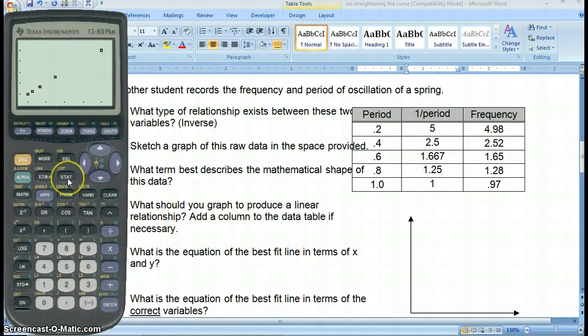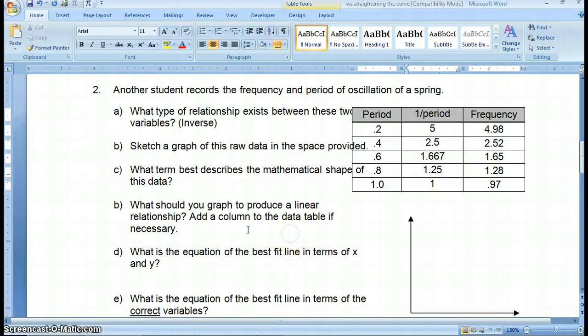Alright, so I'm going to go back into my stat menu again, go over to calculate, and I want to calculate a linear regression. So I'm going to go to 4, and so there it is. I've calculated the linear regression, and it looks like the slope of that line is 0.99. My y-intercept is very close to 0, and my correlation coefficient is very close to 1. So I'm almost 100% precise, and I should be able to put this down as a very accurate and precise equation.